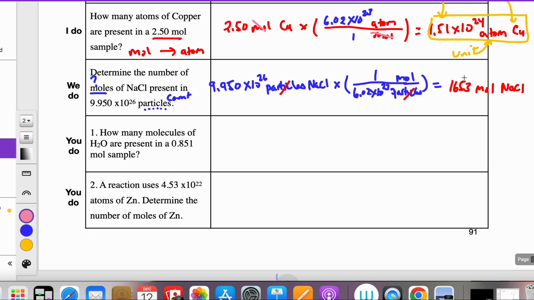So look at my final answer. It meets all the criteria once again. It shows the value. It has the unit and the substance that this represents. You go ahead and try. You do number 1 and 2. Check your answers with your teacher.